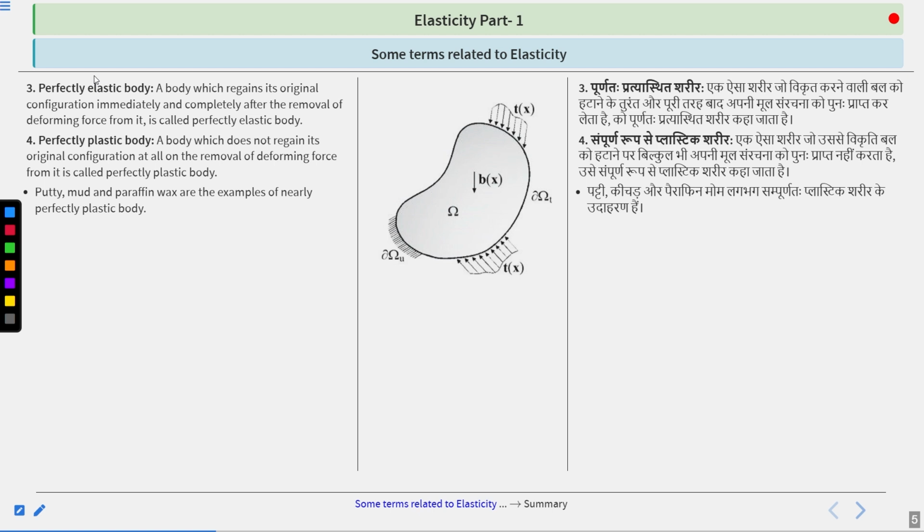Putty, mud and paraffin wax are examples of nearly perfectly plastic bodies because once the deforming force is removed from them, they are not able to regain their original shape, size, and volume.